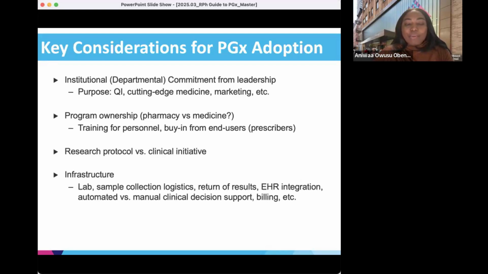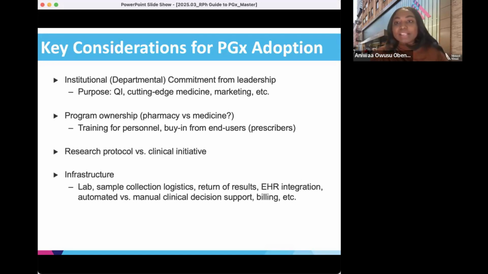Also, you want to have program ownership. I'm speaking to a group of pharmacists, so I do advocate that pharmacy takes ownership of this. In many institutions around the world and around this country, there are pharmacists that are leading the space for their health system, just as I'm doing for Mount Sinai. So pharmacy can take charge of this.